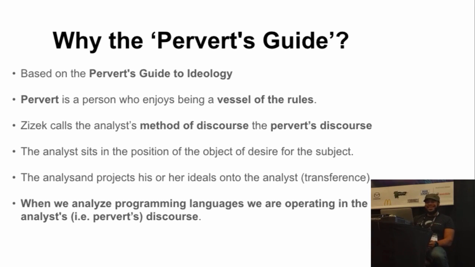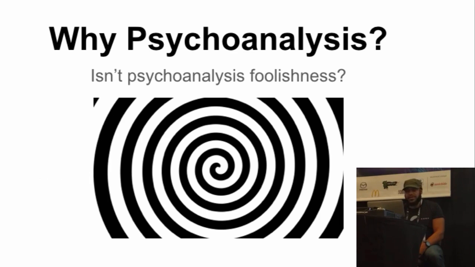Zizek calls the analyst's method of discourse the pervert's discourse. The analyst sits in the position of the object of desire for the subject. We're going to talk a lot about that today. The analysand, which is the client, projects his or her ideals onto the analyst in a process known as transference. So when we analyze programming languages, we are operating in the analyst or pervert's discourse. So that's where the name comes from.